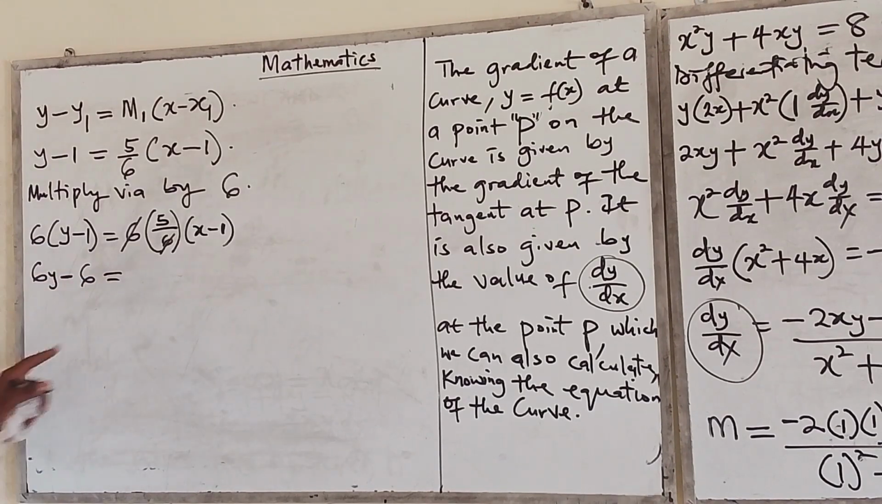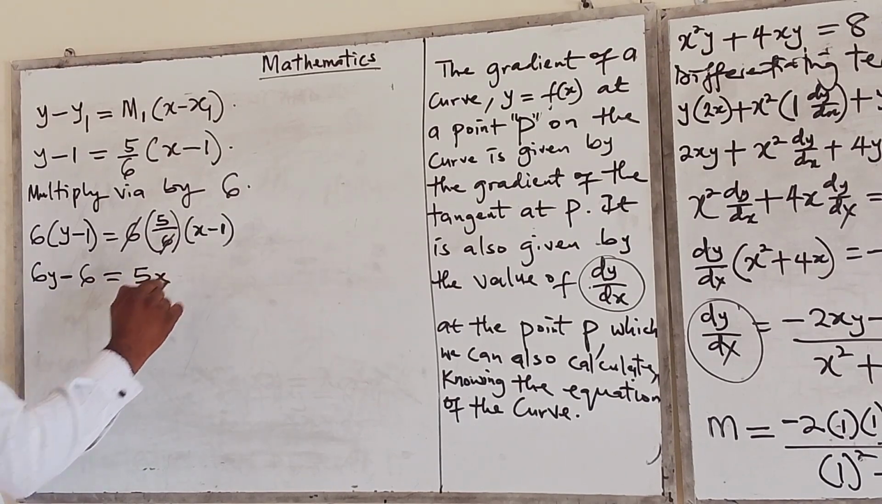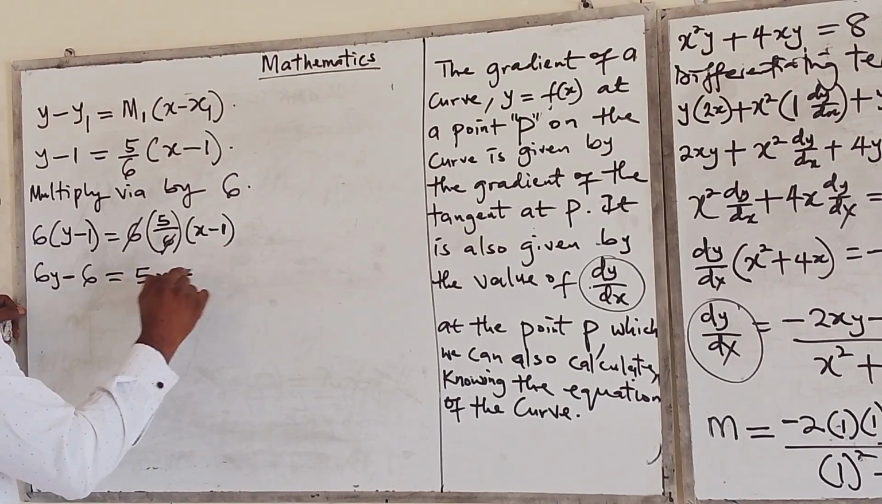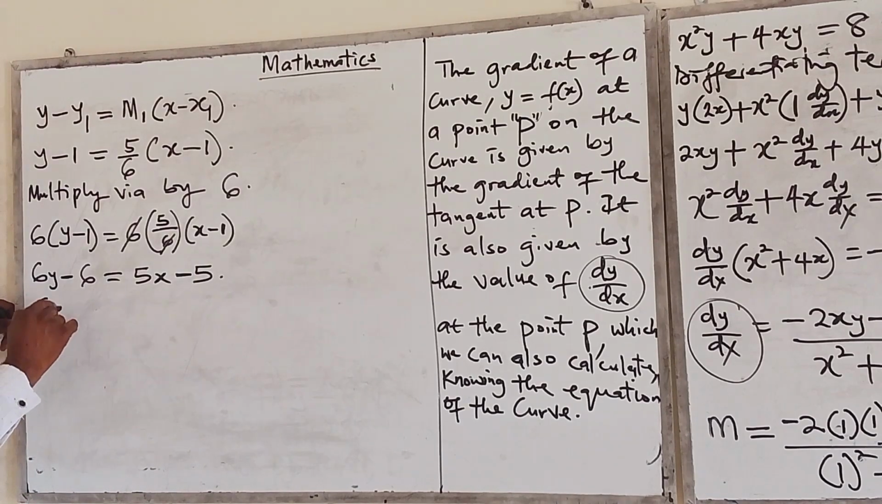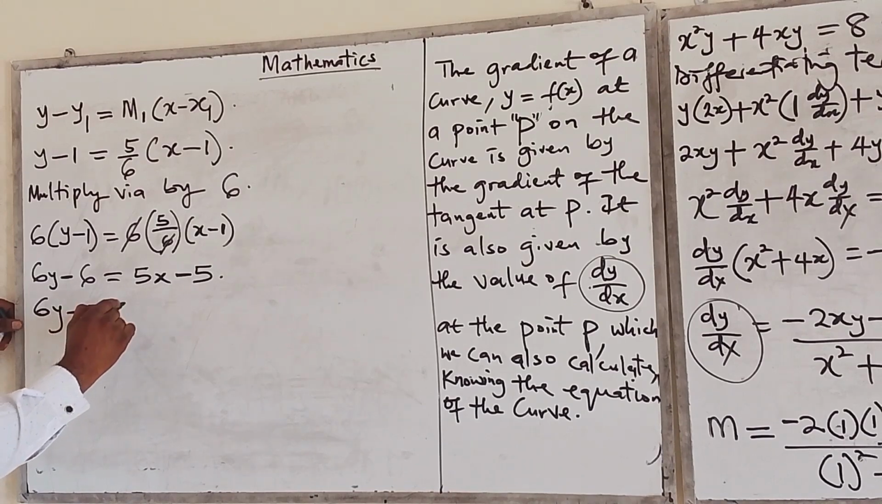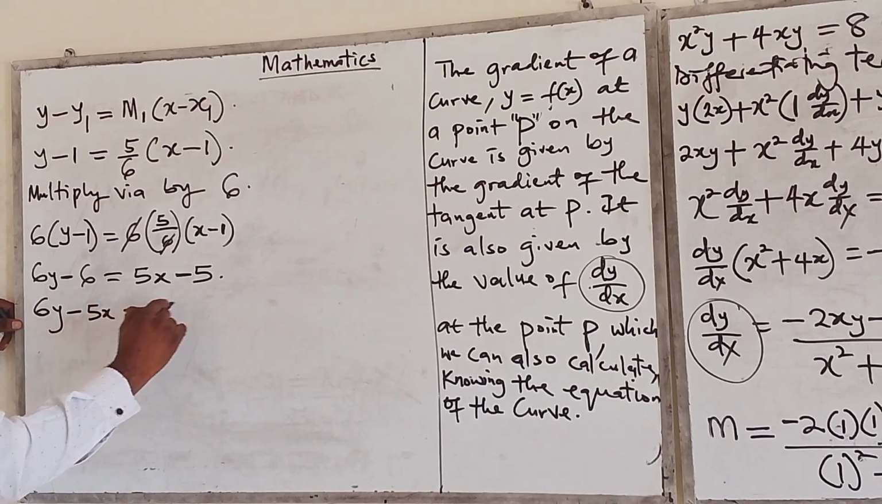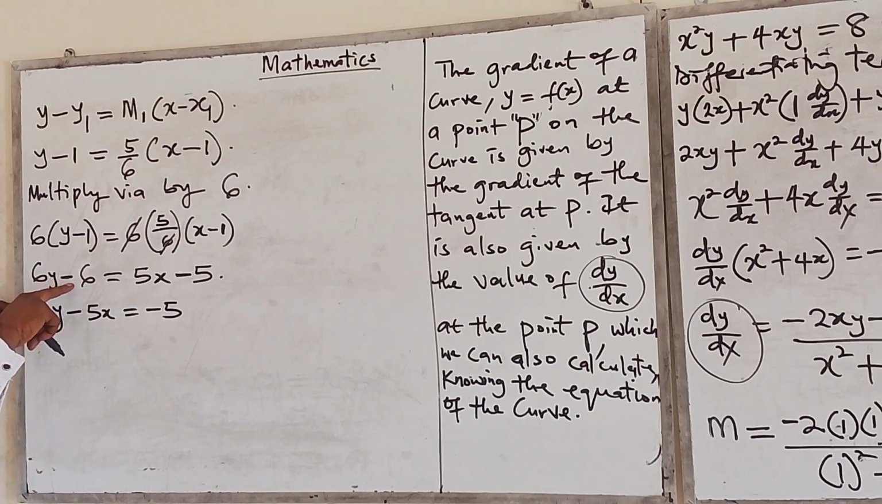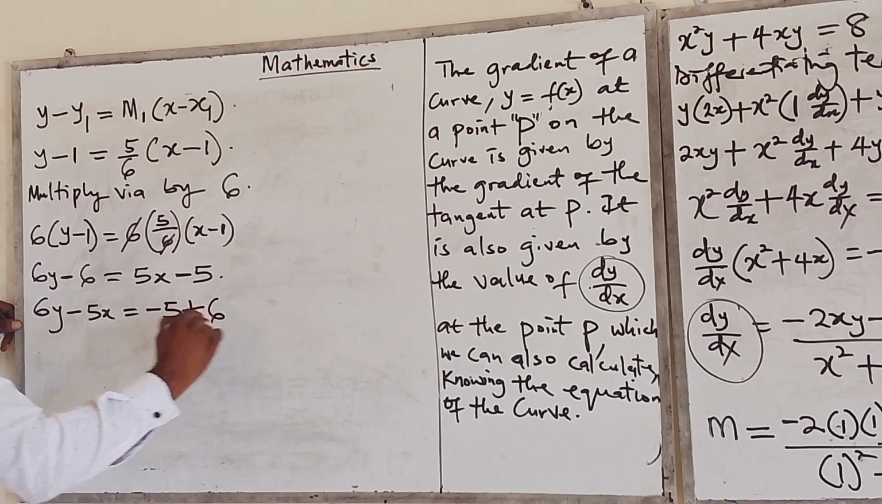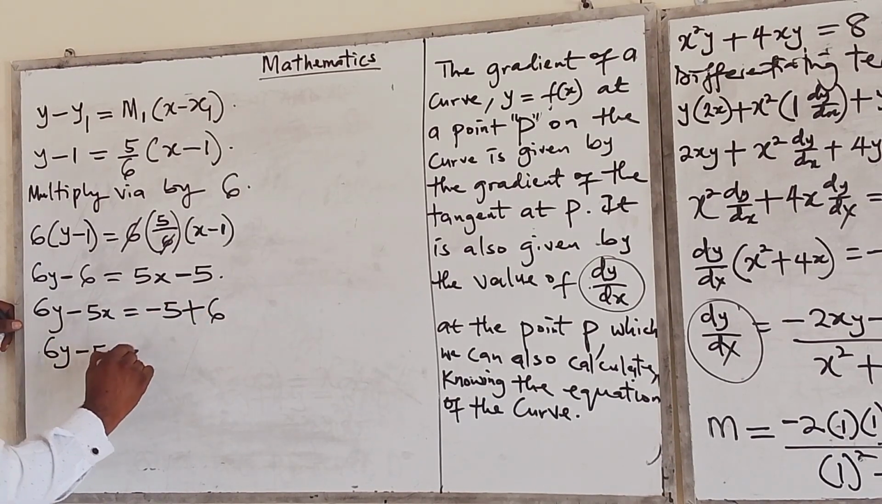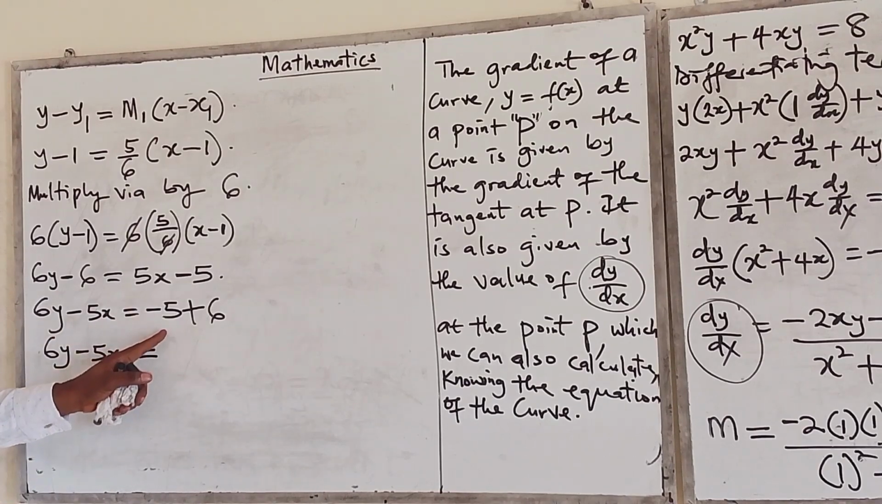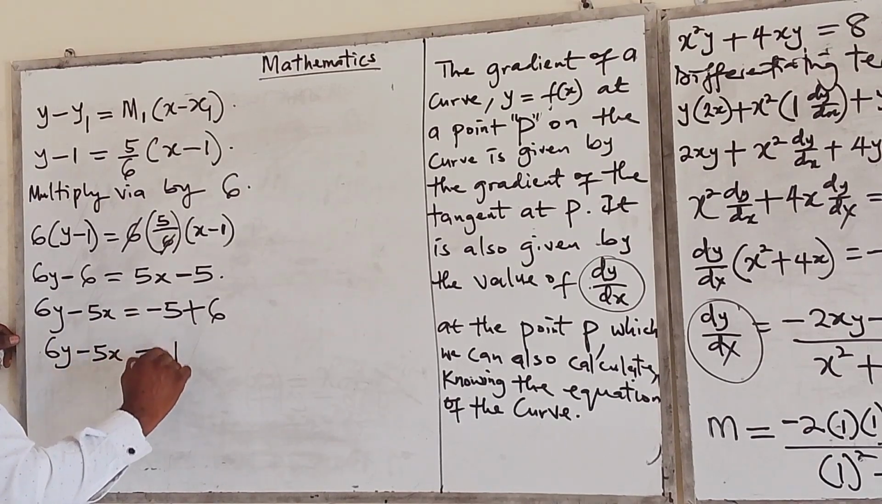It's equal to, remember we're left with 5 here, 5 times x is 5x and 5 times minus 1 is minus 5. Now, taking this 5x to the other side, we have minus 5x, and taking minus 6 to the other side, we have plus 6. It therefore means that 6y minus 5x will be equal to minus 5 plus 6, which is equal to 1.